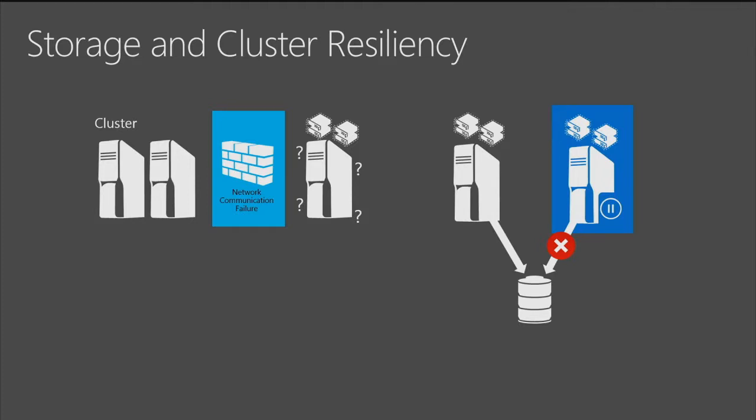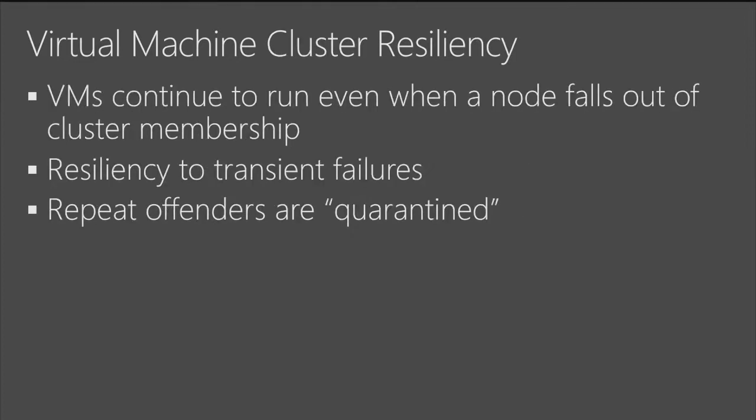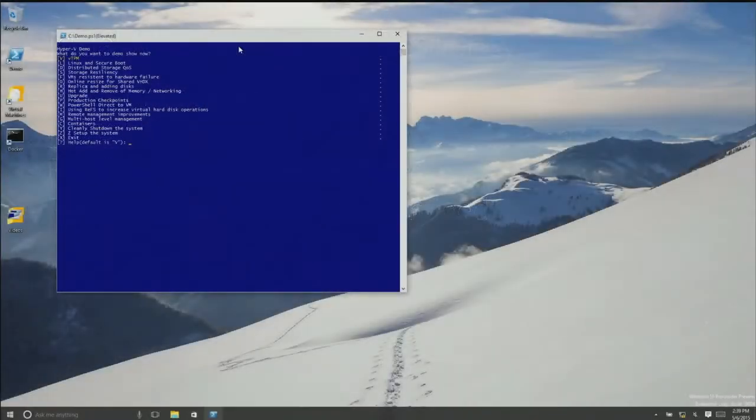So there are two features that we're doing in Technical Preview 2 to make us more resilient to these sorts of transitory failures. The first one is a feature called Virtual Machine Storage Resiliency, and the second one is Virtual Machine Cluster Resiliency. So I'm going to switch across now, and I'm going to demonstrate these two features. This, by the way, is my scariest demo. So I just want to get that up front.